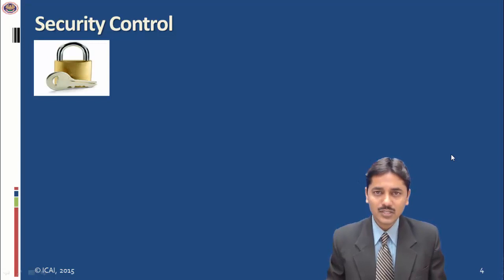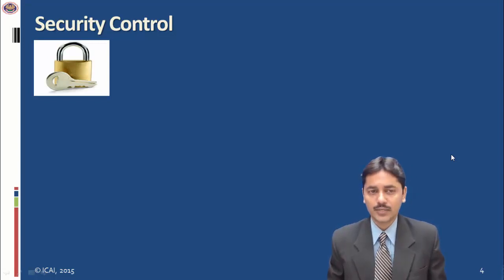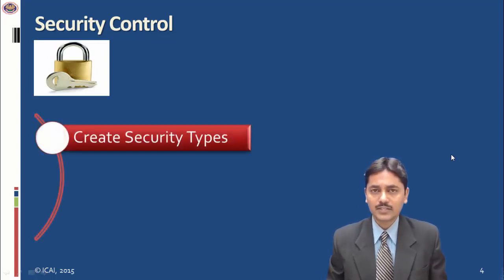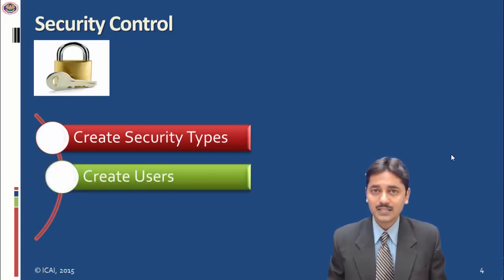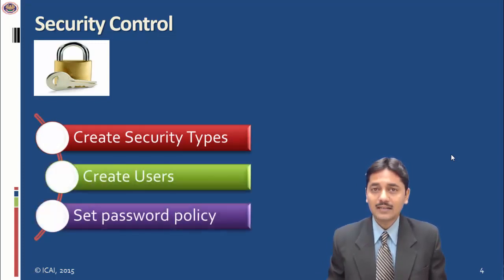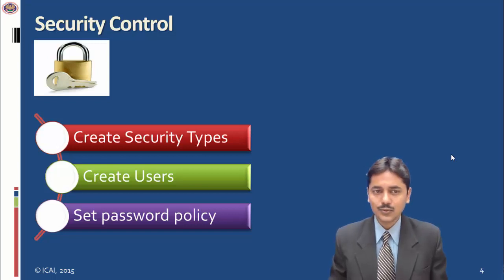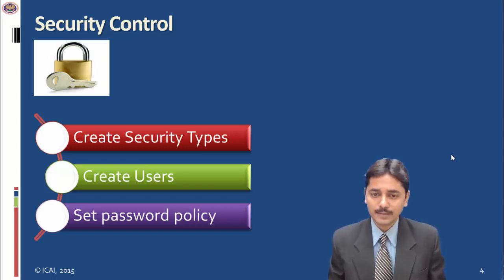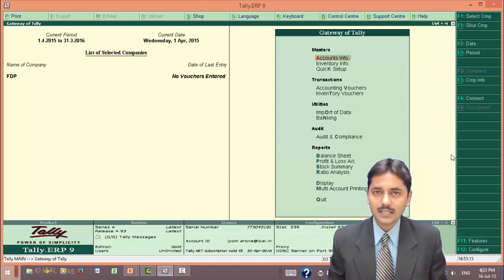Let us try to understand this security control issue with the help of Tally software. What is there in security control? In case of security control, there are some aspects. There is a concept called security types, there is a concept called users, and there is a concept called password policy. Let us work with these three issues in security control with the help of Tally. This is the Tally company we have created.